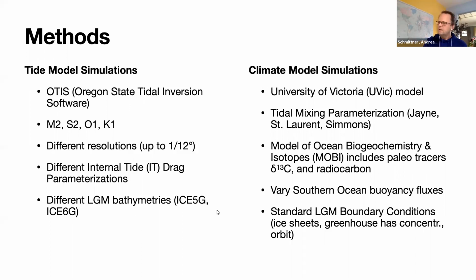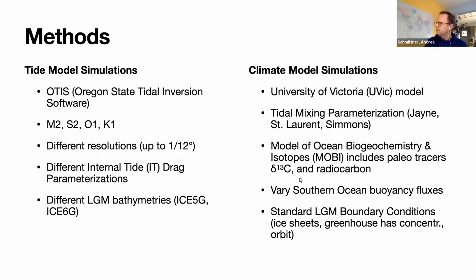So what we do with these tide model simulations is use them as input into the climate model, the University of Victoria intermediate complexity climate model, with a simple atmosphere but a reasonably good coarse resolution ocean. We do have a standard tidal mixing parameterization in there. What is unique about the model is that we also have isotopes and the full carbon cycle and biogeochemistry in there. That's the MOBI model that we've developed here, and it includes the isotopes that we can actually compare with sediment data from the glacial ocean, like radiocarbon and C13.